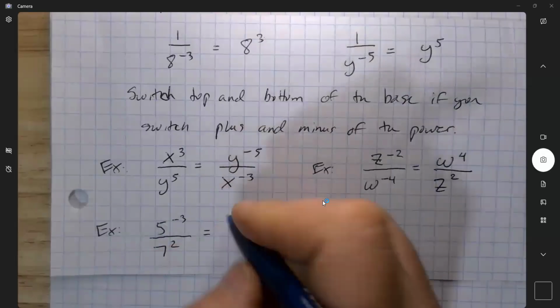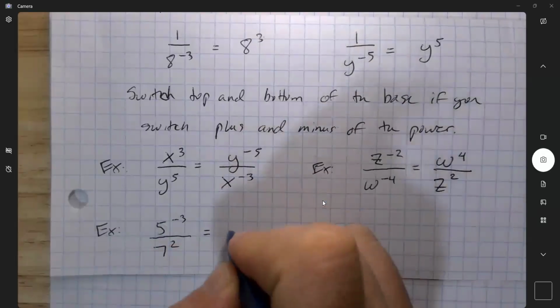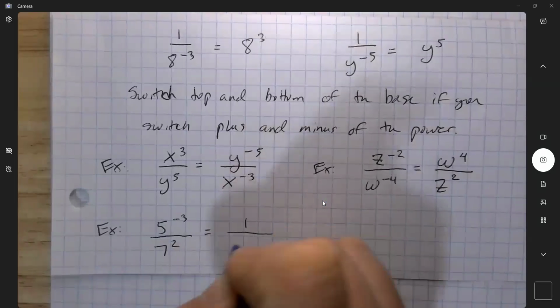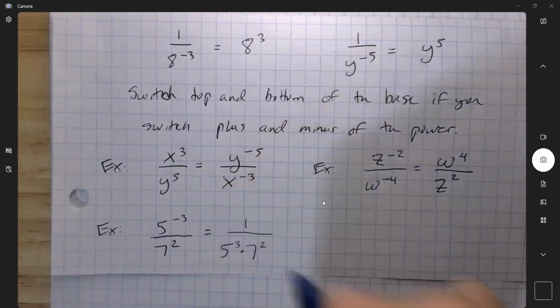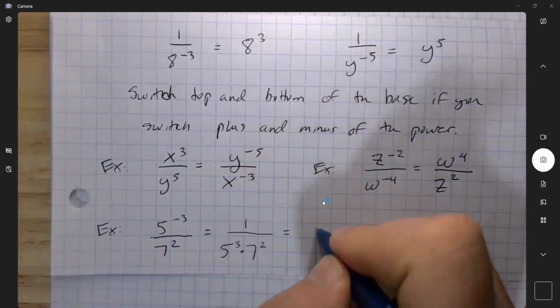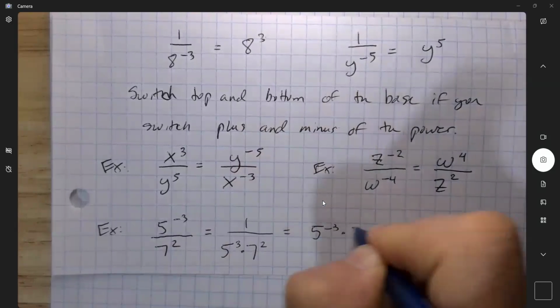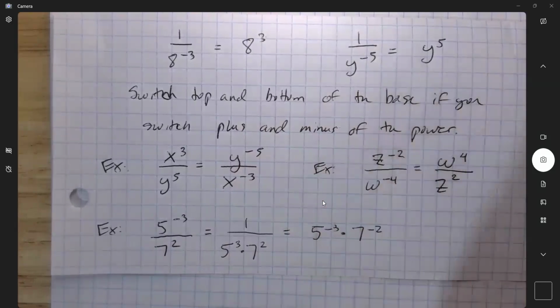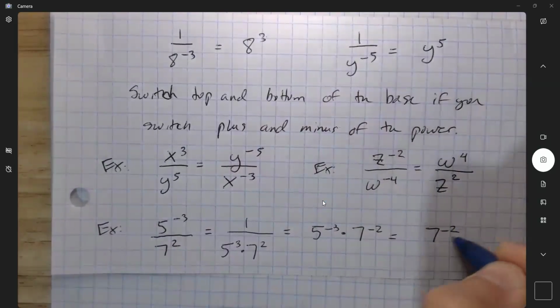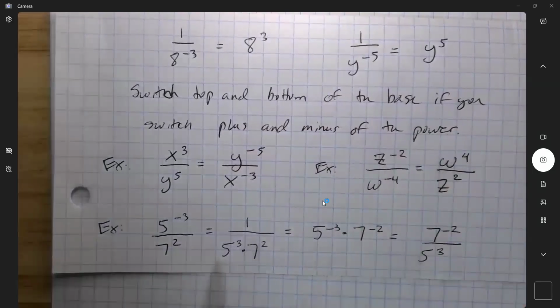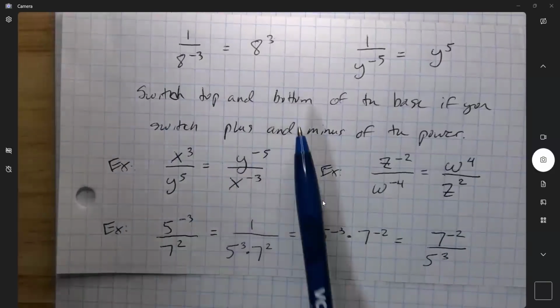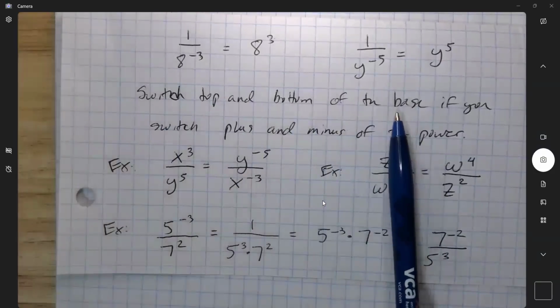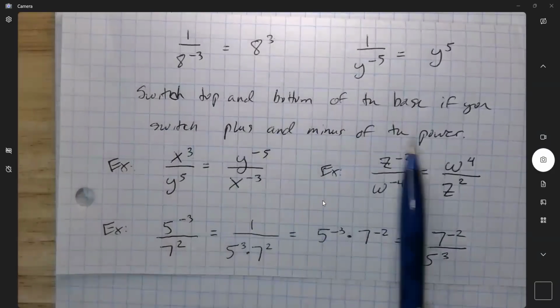One more example. 5 to the minus 3 over 7 to the positive 2. All sorts of ways I could rearrange this. I'm going to list a few of them. I could make everything have a positive power. So that'd be 5 cubed times 7 squared. Or I could make everything be in the numerator. So that could be 5 to the minus 3 times 7 to the minus 2. Or I could just switch them and I could have 7 to the minus 2 over 5 cubed. A lot of different ways to rewrite these, and they all depend on the same rule. You can switch the top and bottom where the base is if you switch the plus and minus of the power.